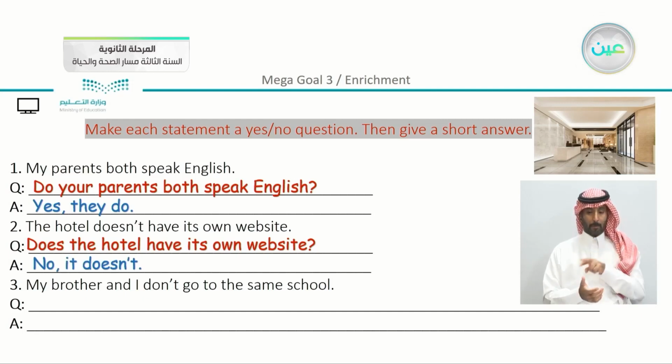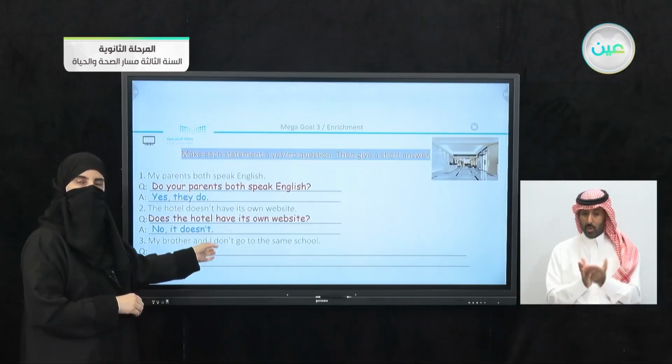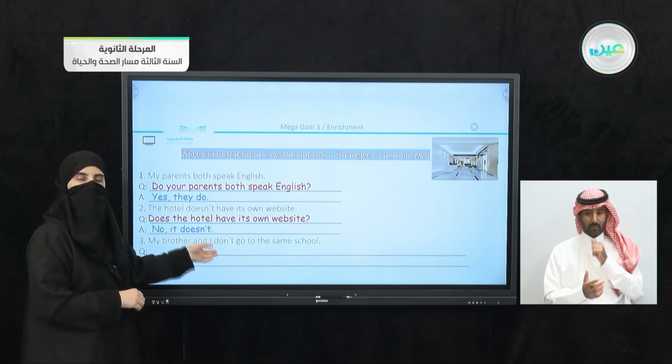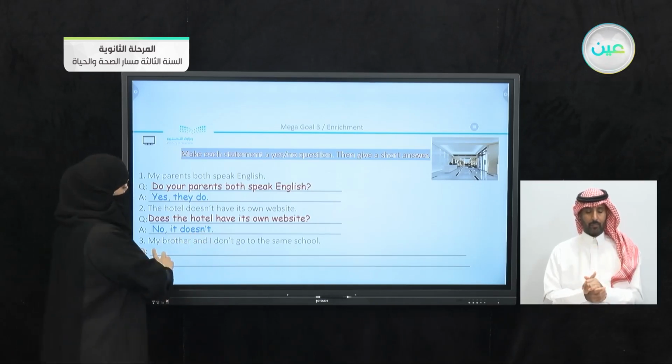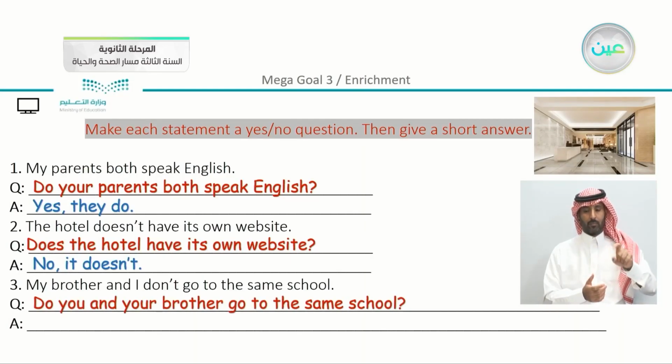My brother and I don't go to the same school. Also, we have here the same sentence with the negative form of do. So I can ask the question, do you and your brother go to the same school? And we can answer also, no, we don't as well.